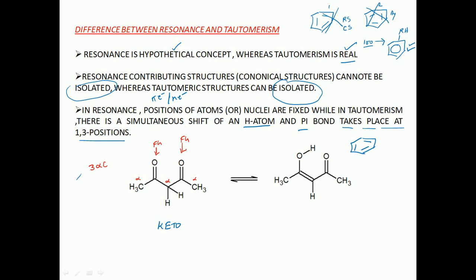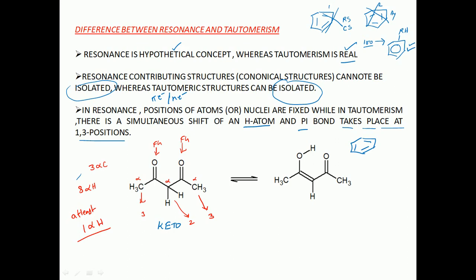Those hydrogens which are present on an alpha carbon, we'll call the alpha hydrogens. Here on this carbon you have 3 alpha hydrogens, on this carbon you have 2 alpha hydrogens, and again on this carbon you have 3 alpha hydrogens. In total you have 8 alpha hydrogens. So what is the condition for the resonance? The condition is that the molecule should have at least one alpha hydrogen. If you have one alpha hydrogen, it can participate in tautomerism.